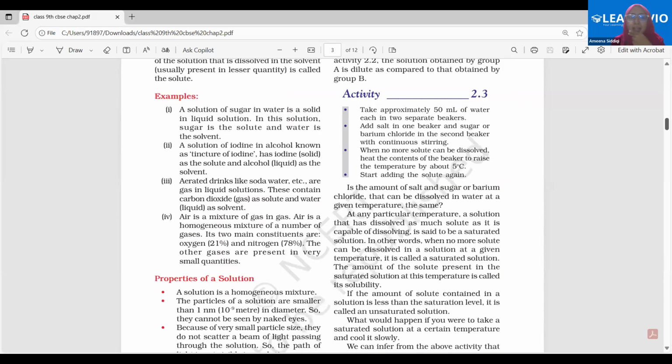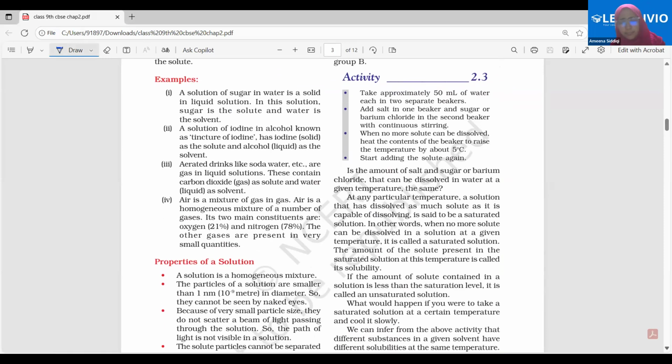Ma'am, the school sent me the portion for the half yearly exam. Okay. Is it up to the second chapter? No, up to the third chapter. What is the third chapter? Atoms and molecules. Okay, Amar, just a minute. We'll discuss that in the last.